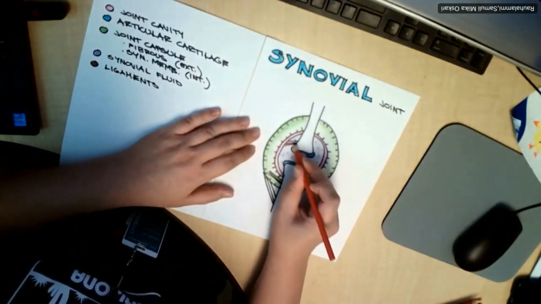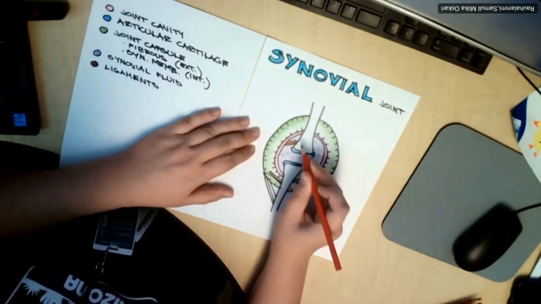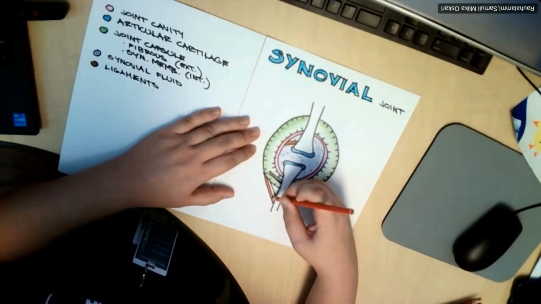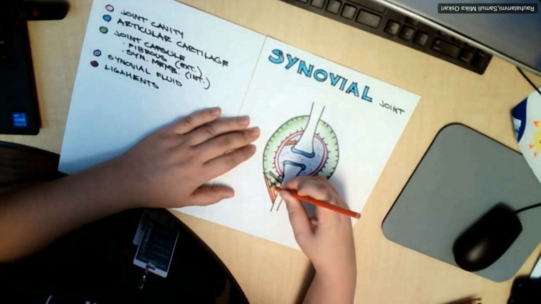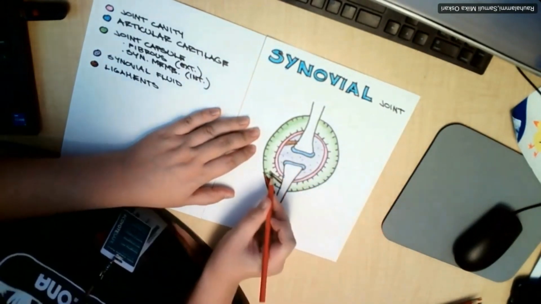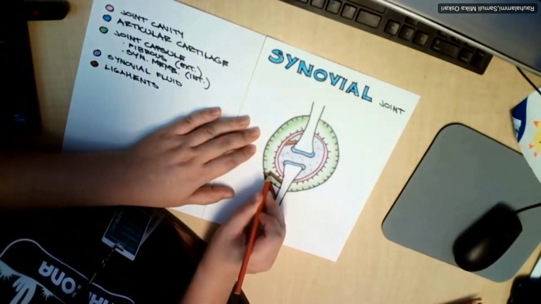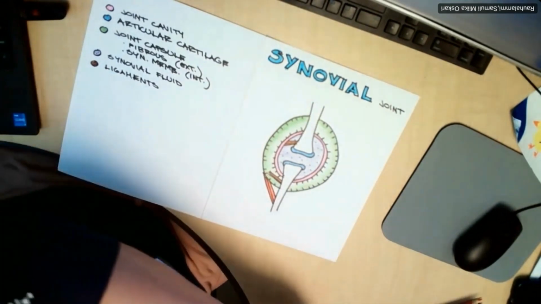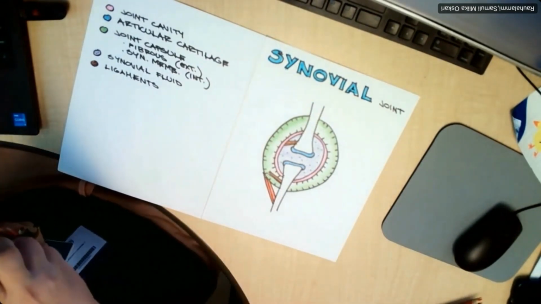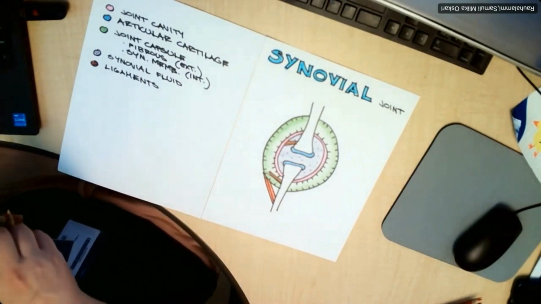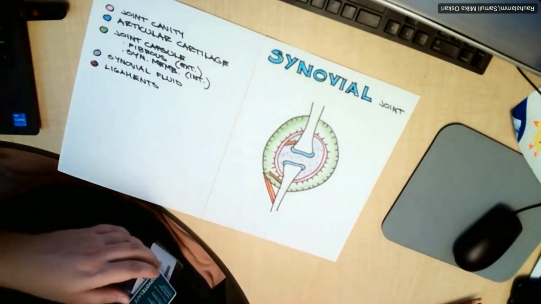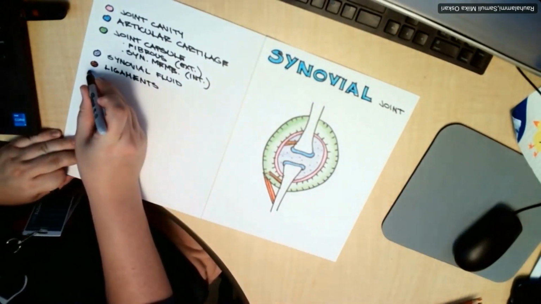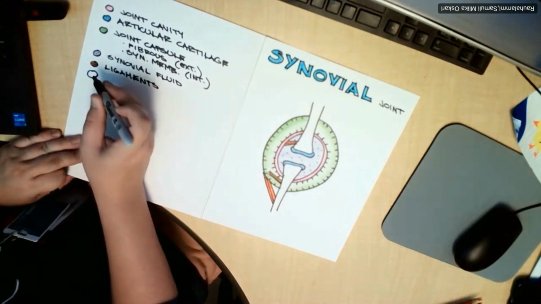So let's see if we can color them nicely here to make it a little easier for us to see them. Here we have a couple of ligaments that have been labeled. There are also going to be a bunch of other things that we will end up seeing. This is a collection of different things.